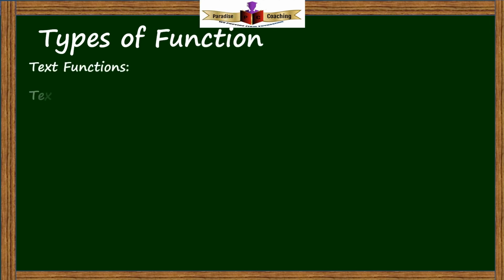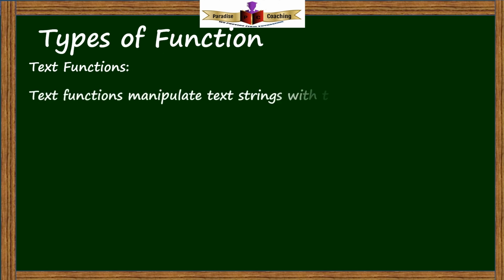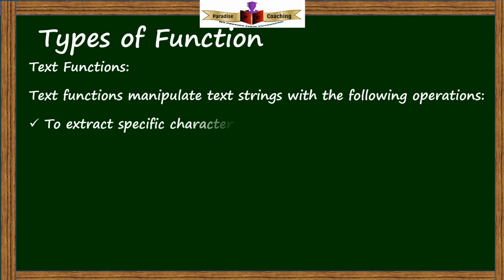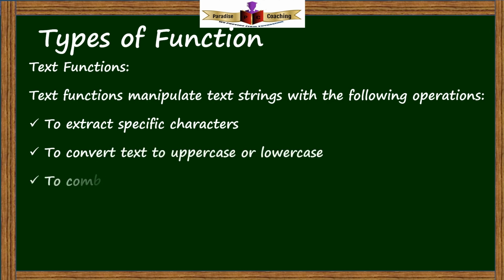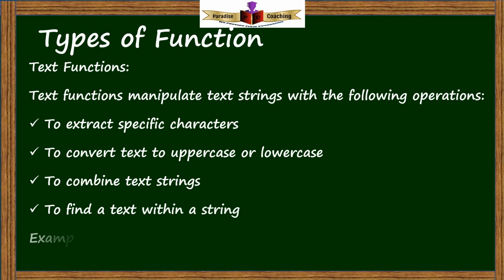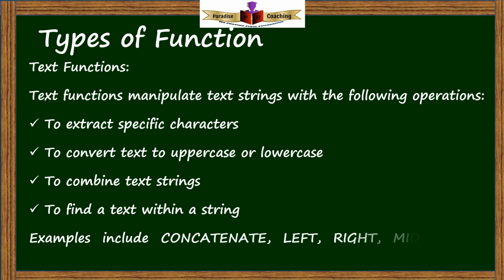Continuing with types of functions in Excel. Text functions manipulate text strings with the following operations: to extract specific characters, to convert text to uppercase or lowercase, to combine text strings, and to find a text within a string. Examples of text functions include concatenate, left, right, mid, upper, lower, and find.